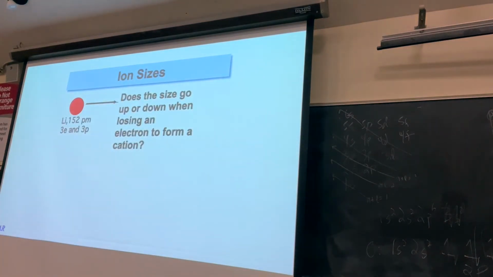Now, the sizes of ions follow a similar trend. It's kind of interesting. Let's say you had a lithium atom. Lithium has 3 protons, and neutral lithium has 3 electrons. The question is, if you lose an electron to become lithium plus, does it become bigger or smaller? In this discussion, I like to think of protons as parents and electrons as children.